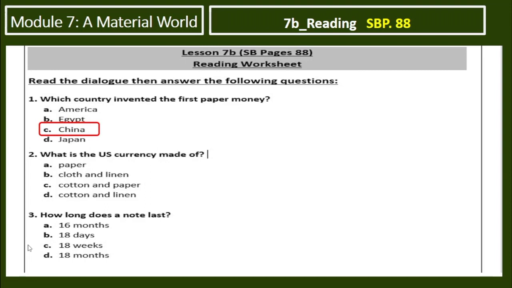Question number 2. What is the U.S. currency made of? Right? Made of cotton and linen. The U.S. currency is made of cotton and linen. Question number 3. How long does a note last? Right? 18 months. A note lasts for 18 months.